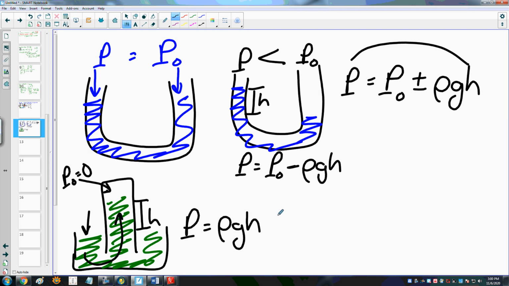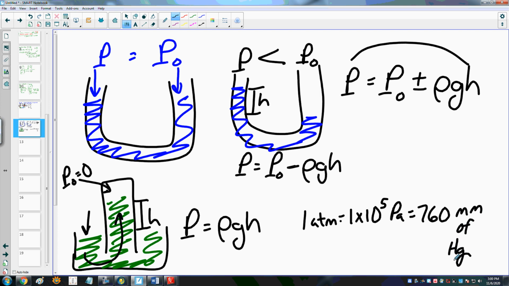And this brings us to another unit of pressure. 1 atmosphere, remember, is 1 times 10 to the 5th pascals, which is equal to 760 millimeters of mercury.